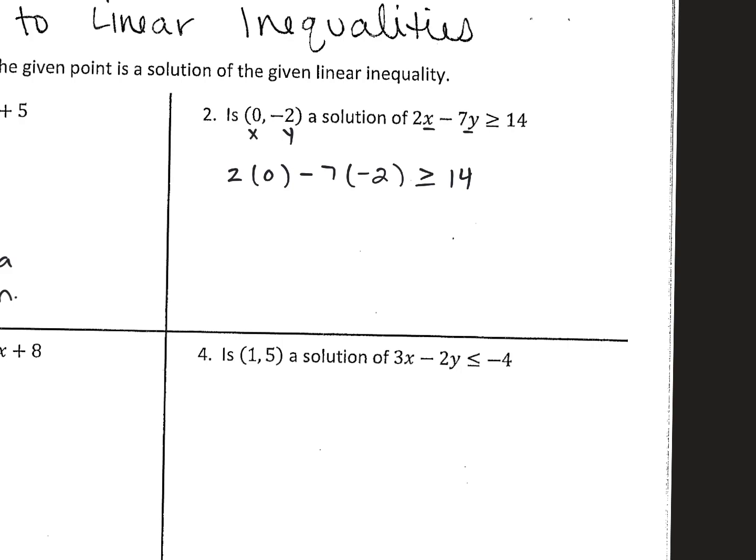equal to 14. Let's see, 2 times 0 is 0. Negative 7 times negative 2 is positive 14. So is 0 plus 14 greater than or equal to 14? Yeah, this is true. 14 is greater than or equal to 14. So we could say 0, negative 2 is a solution. So all that means is that point works for this inequality.